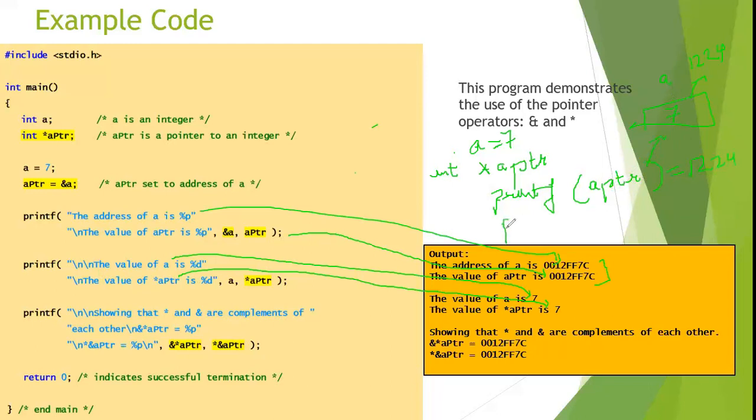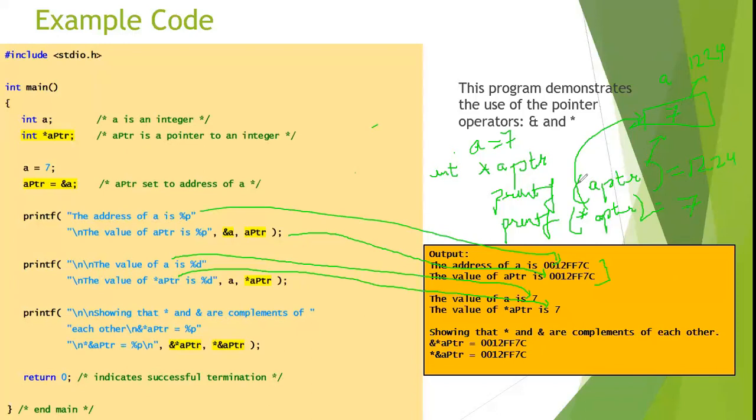But if I write here printf pointer APTR, in this case what will be the value? The value will be 7. That means the actual value which is stored in A, or the actual value which this APTR is pointing to, is 7. Any doubt in this? No.